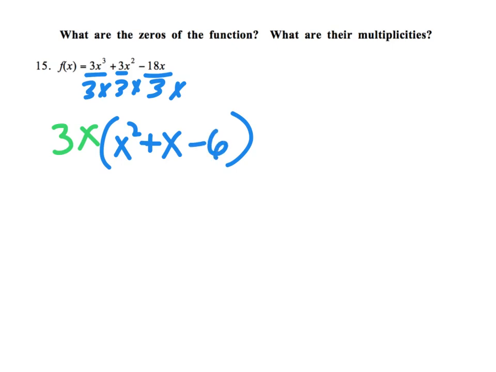Now at this point we have 3x out front. We have x squared plus x minus 6. Now hopefully we can use the x method to factor this guy, so let's try that.